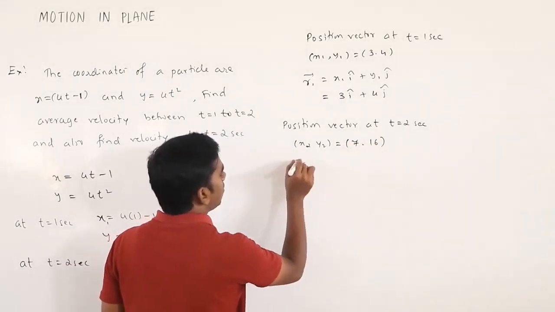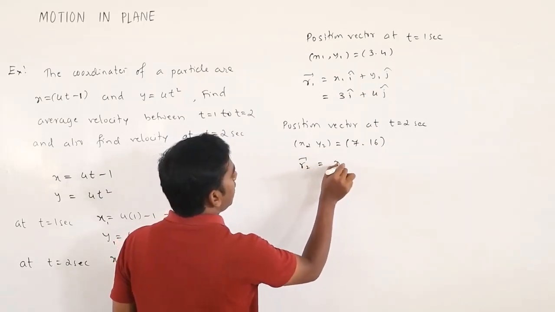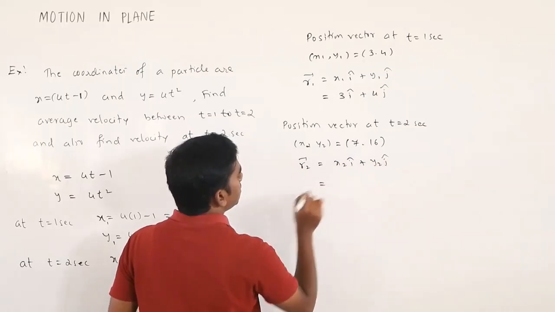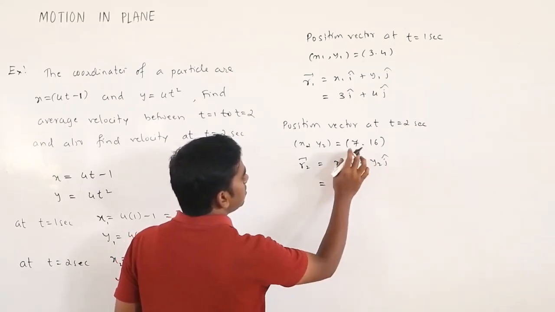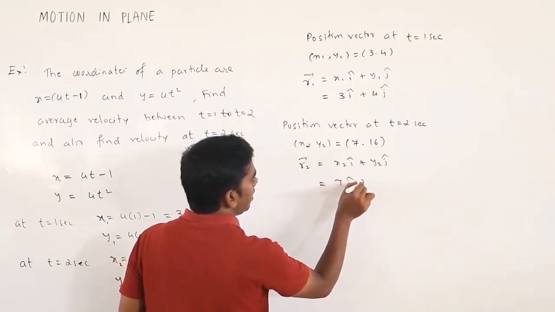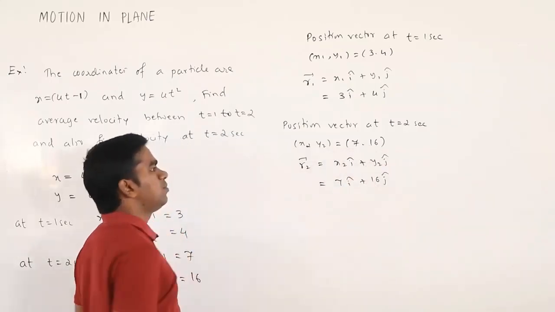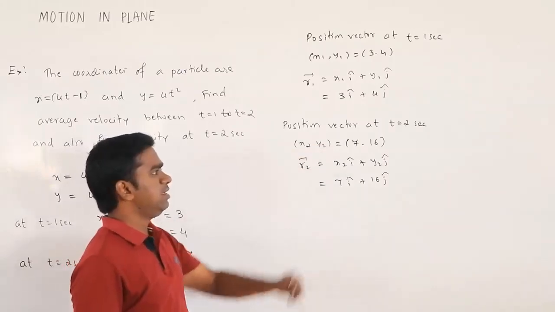So r2 equals x2 i cap plus y2 j cap. So what is x2? x2 is 7. So 7 i cap plus 16 j cap. Okay, so this is your position coordinate at t equals 2.